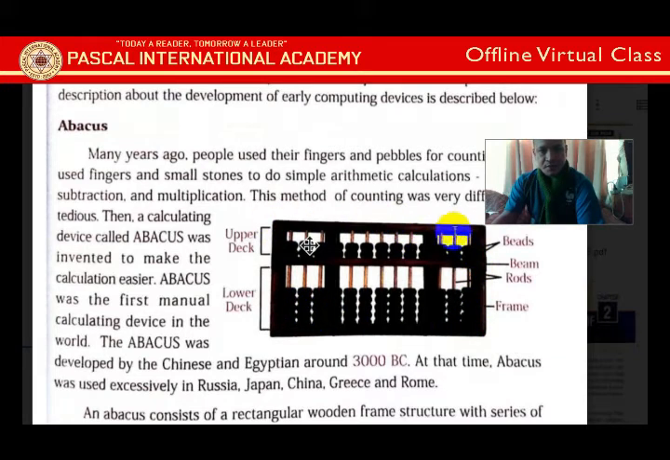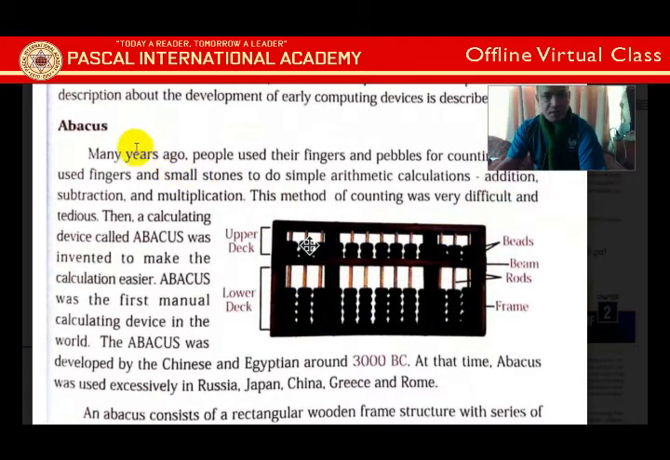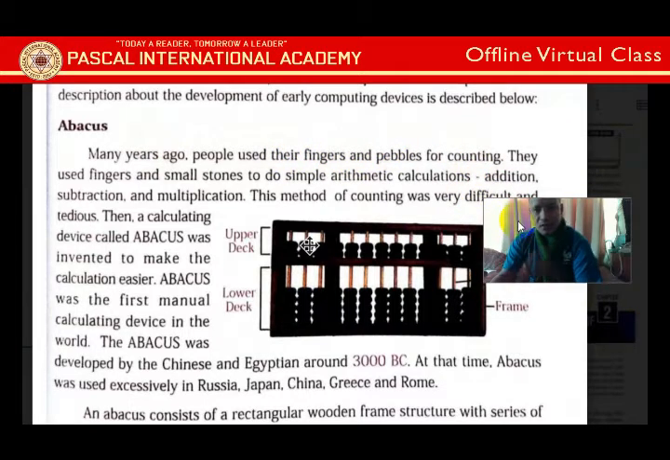I'll tell you briefly. Many years ago, people used their fingers and pebbles for counting. We used to count 1, 2, 3, 4, 5, 6 like this, and with small pebbles. Early humans used fingers and small stones to do simple arithmetic calculations like addition, subtraction and multiplication. We used to do calculations like 2 plus 2 is 4.